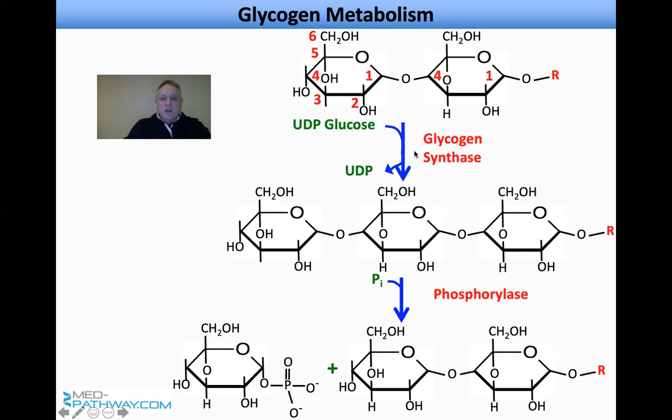So glycogen synthase adds on glucose units, but notice the glucose itself is activated by UDP. So it's very common in biology to activate sugars through uracil derivatives. We'll talk more about this in a moment. We add on a glucose moiety, so we have 3 in the chain.